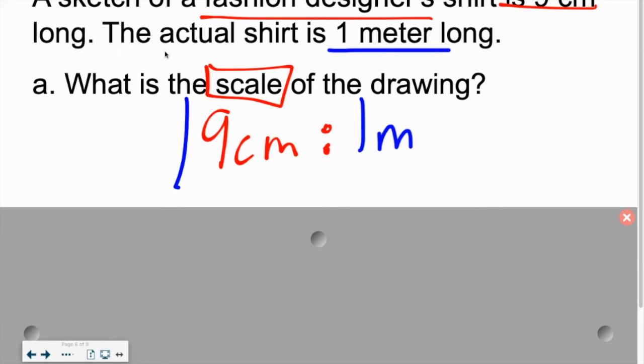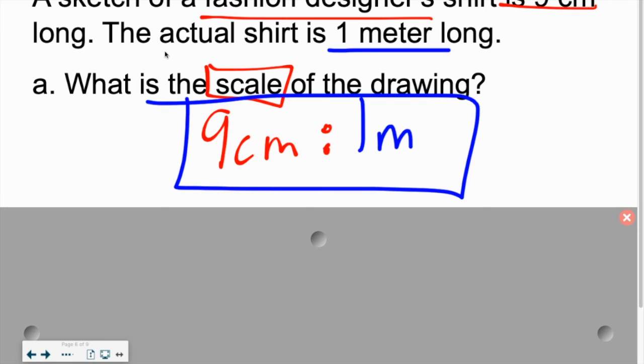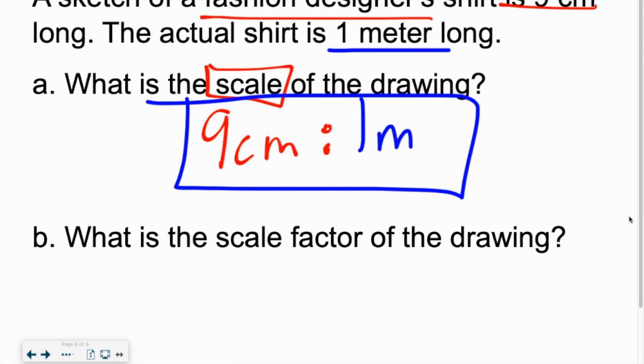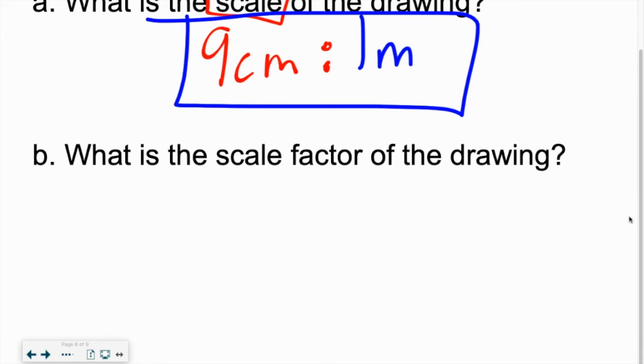You have written a scale. So now if they said the collar of the neck is 4.5 centimeters wide, how long is it in real life? You could figure that out. Or if the width of the shirt, they could ask you any type of question, and now you've got that scale. Part B here, though, says scale factor.